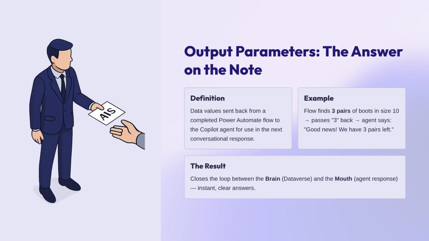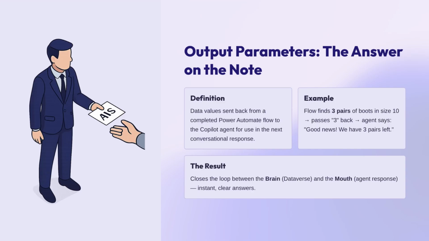You've probably noticed at the office how great it feels when someone gives you a clear, direct answer instead of "I'll get back to you." Output parameters provide that instant satisfaction. Let's break this down together. We are closing the loop between the brain and the mouth.